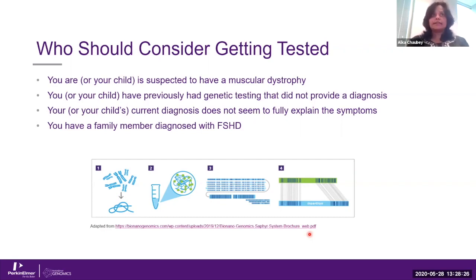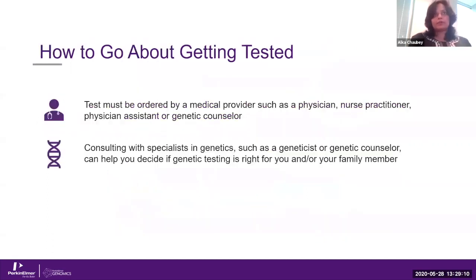So who should consider getting tested? If you are suspected to have a muscular dystrophy, or your child, or if you have had previous genetic testing that had certain limitations that was unable to provide a diagnosis, or if you or your child's current diagnosis does not fully explain the symptoms, or you have a family member that has been diagnosed with FSHD, then all of those individuals can consider getting tested. And you can see again over here the snapshot of the technology that we are using in-house, that we have developed and validated as a lab developed test, as a clinical test, and we will issue clinical reports.